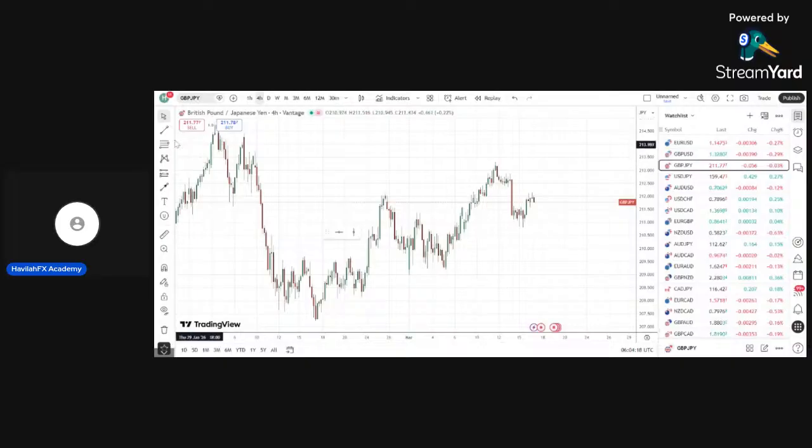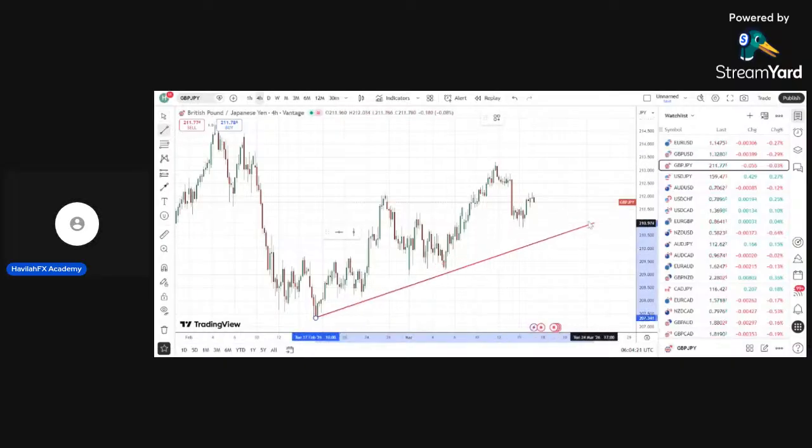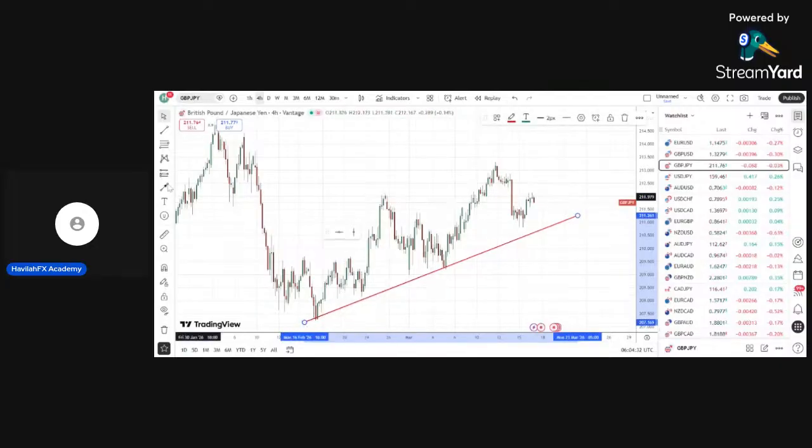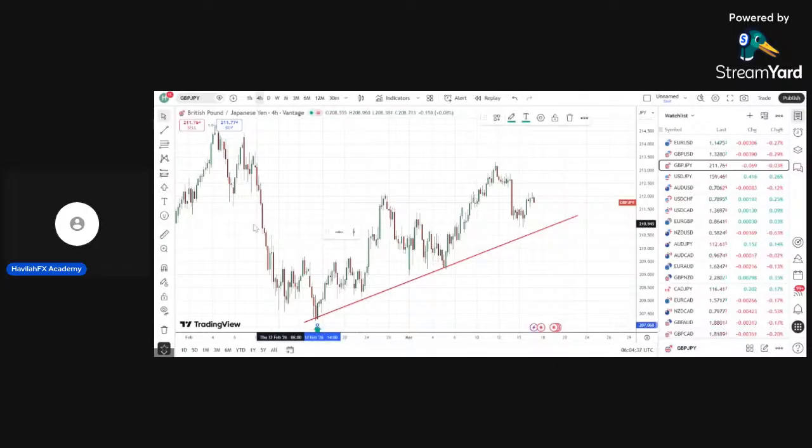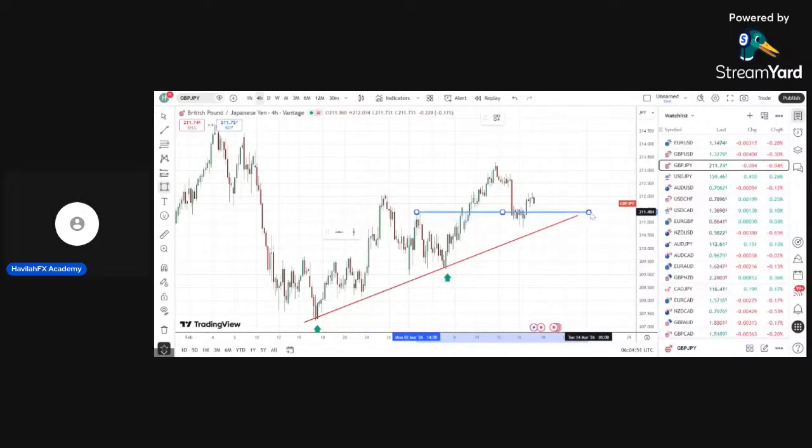All right, so for the GBPJPY, I hold a bullish outlook. Price has been making a series of higher highs and higher lows. So we've seen a higher low, a higher low. Now we've seen price currently trading around a resistance turned support.